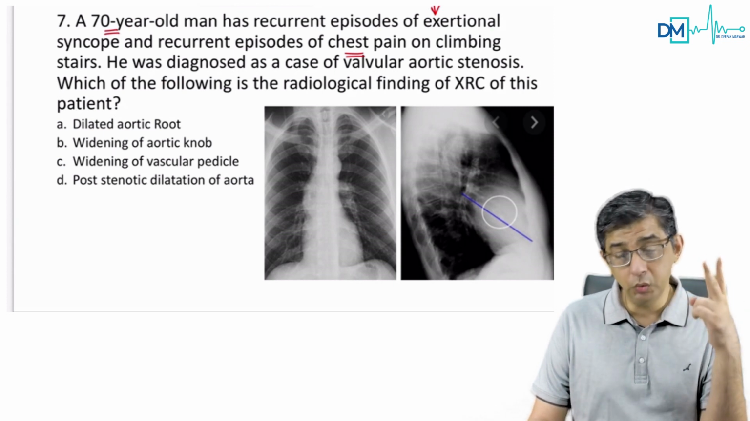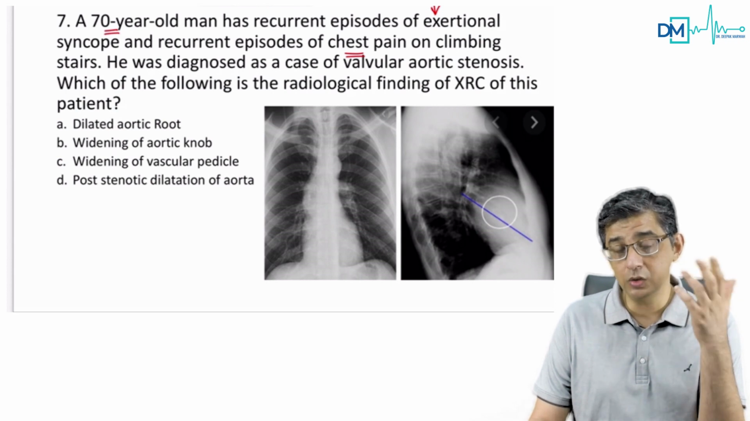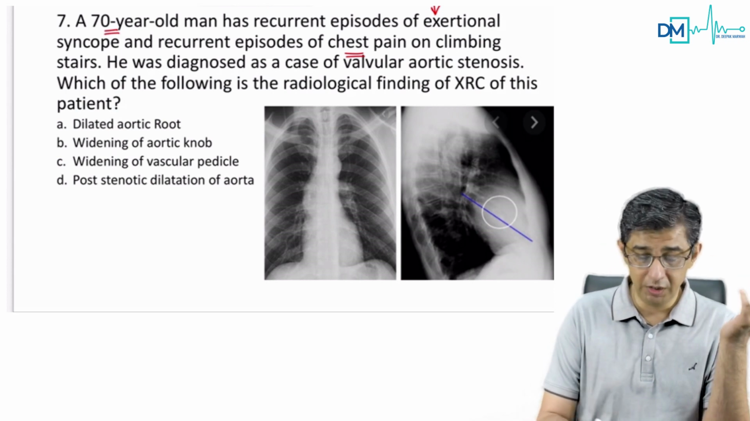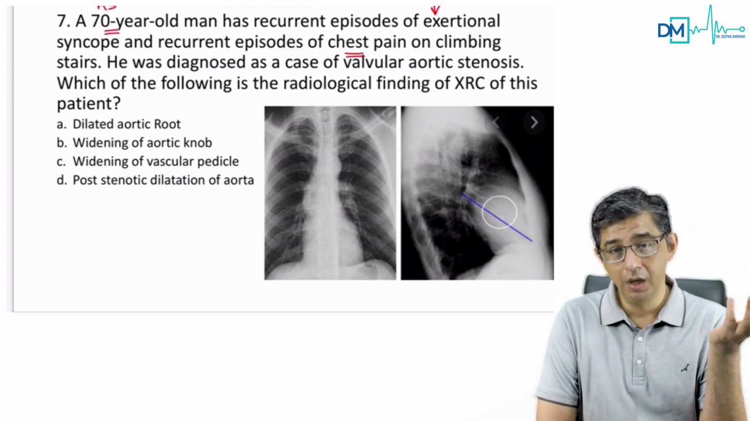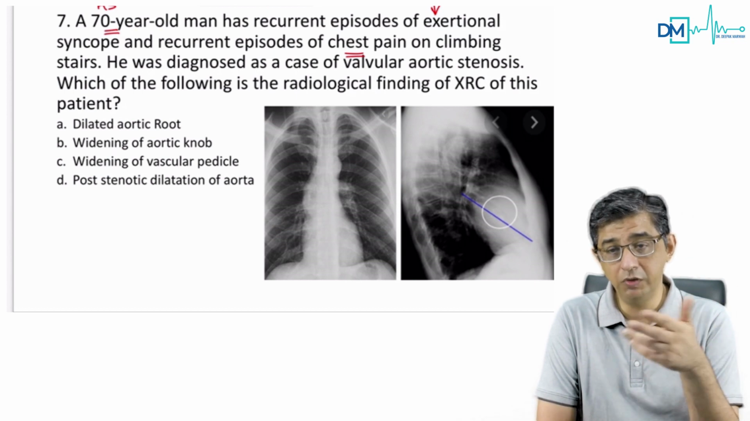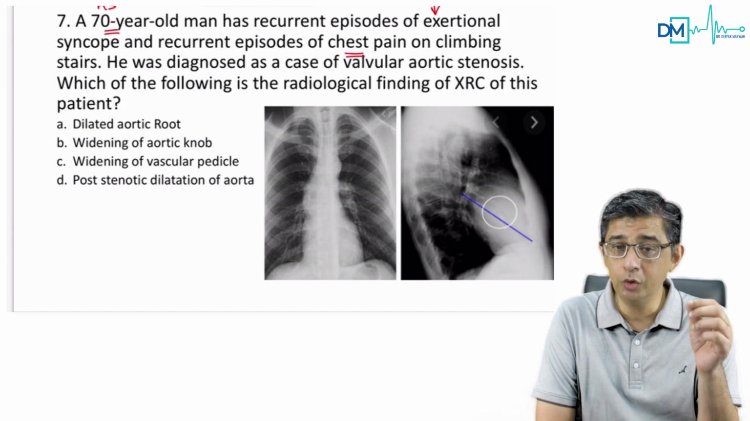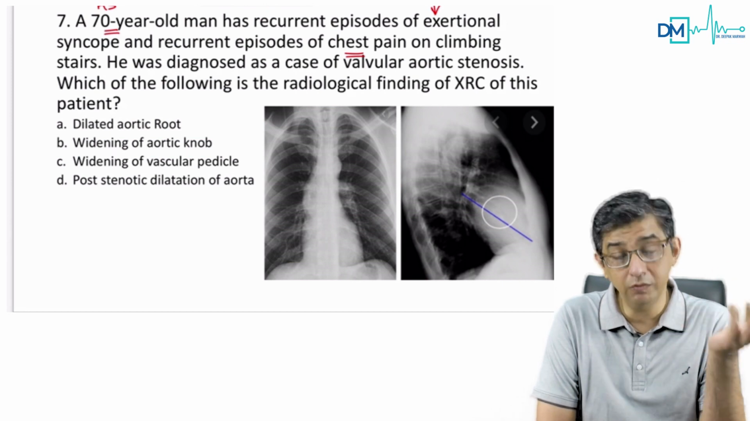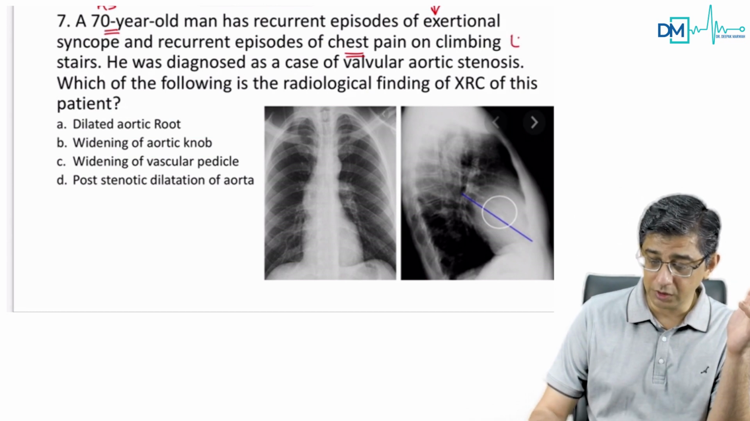But in this guy, there are two things given. There's a chest pain, there's an exertional syncope. So what you should keep in your mind is also a valvular lesion. In fact, in the geriatric age group, the commonest valvular lesion is aortic stenosis. Now, he has himself told you that this is a case of valvular aortic stenosis and is giving you a radiological finding of this person. So the bottom line is, guys, he's asking you what would you get in a person having valvular aortic stenosis. The first thought process of mine would be aortic stenosis will cause enlargement of the heart.